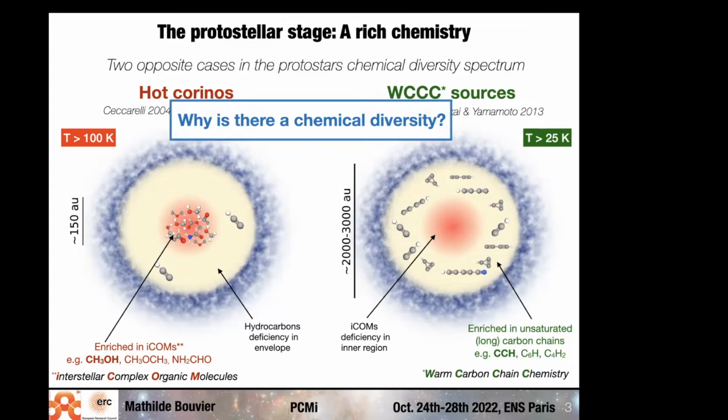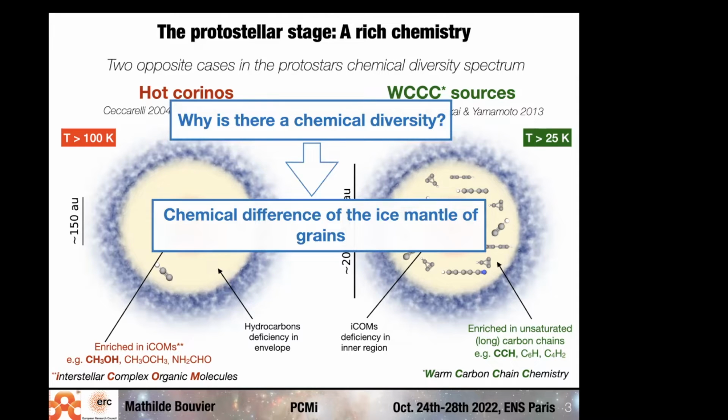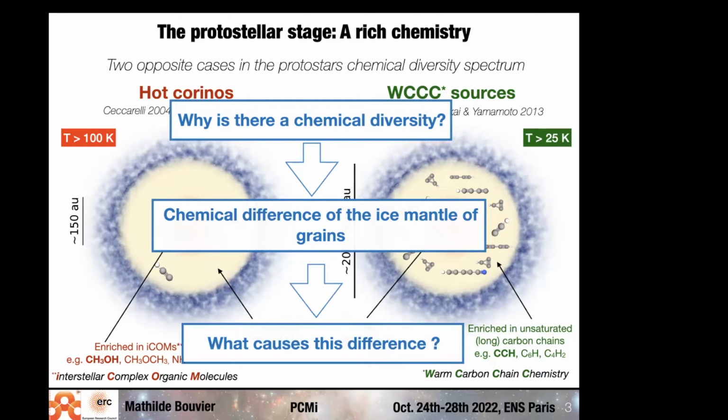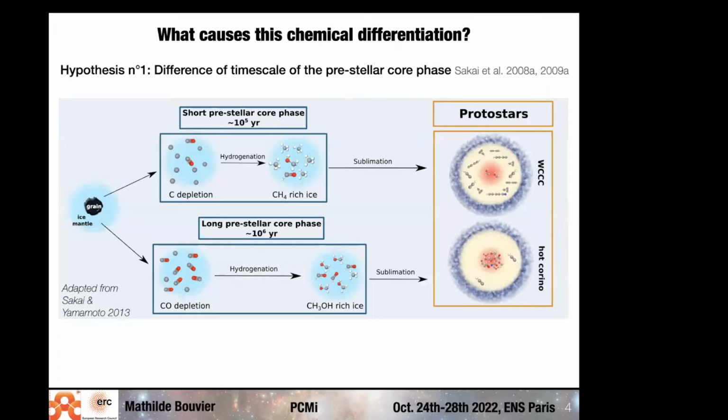One of the questions is, of course, why is there such chemical diversity? Our main guess for now is that everything is happening at the previous stages, so at the prestellar phase, where the ice mantle composition could vary. And why would the ice composition vary? I will present two main hypotheses. The first one is the difference of time scale of the prestellar core phase.